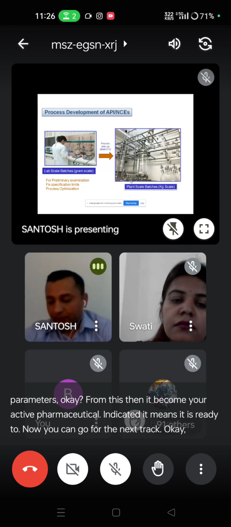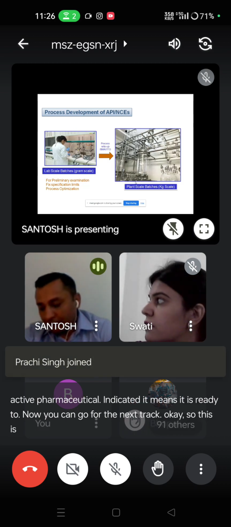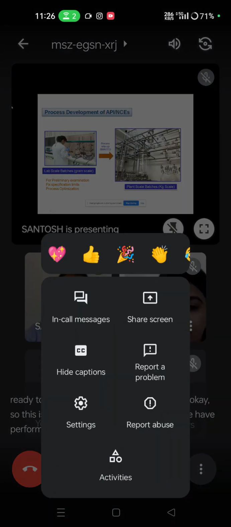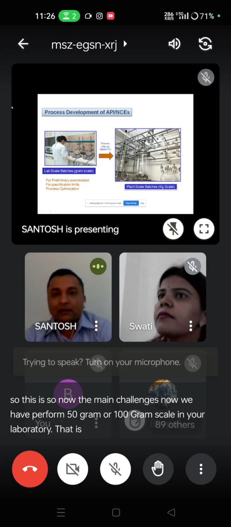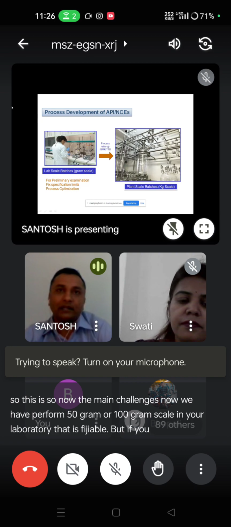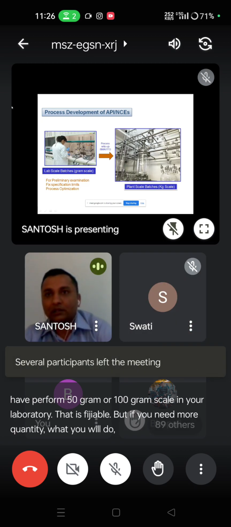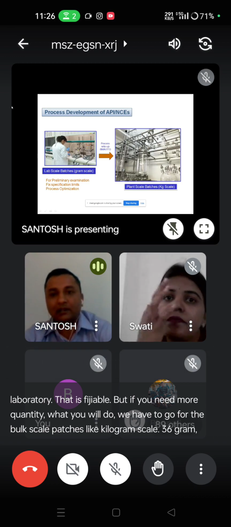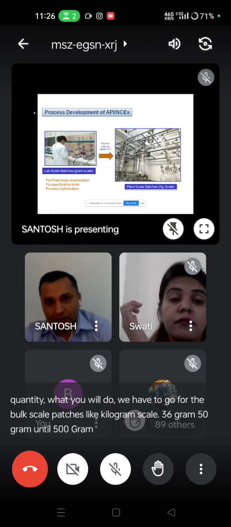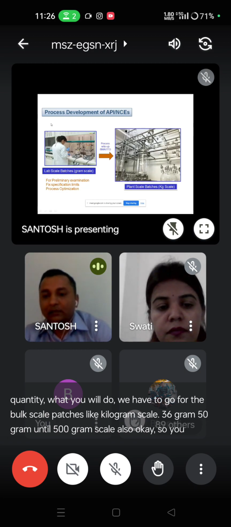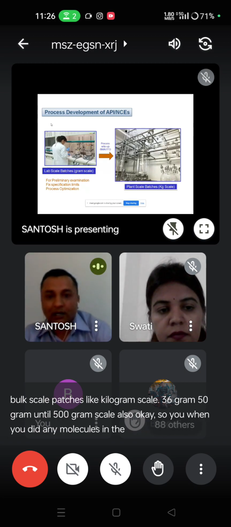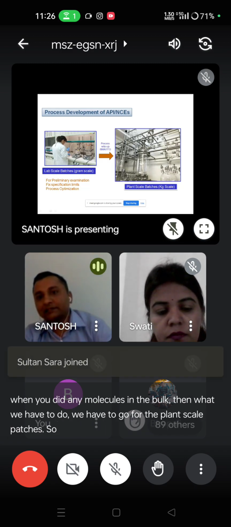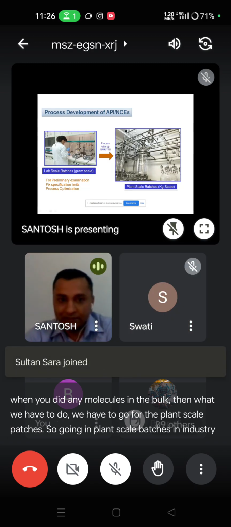So now the main challenge is, you have performed 50 gram or 100 gram scale in your laboratory. That is feasible. But if you need more quantity, what will you do? You have to go for the bulk scale batches, like kilogram scale, 500 gram scale also. So when you need any molecule in bulk, we have to go for the plant scale batches. Going to plant scale batches in industry is not easy.